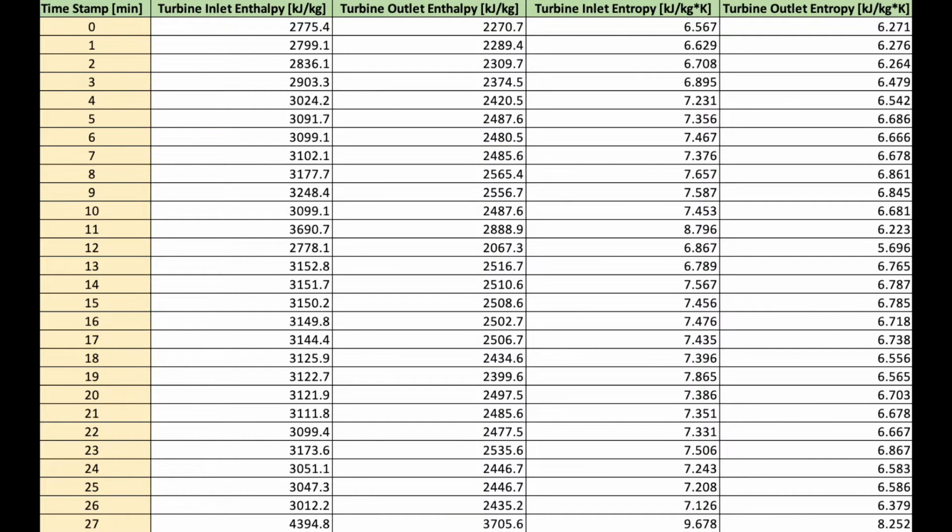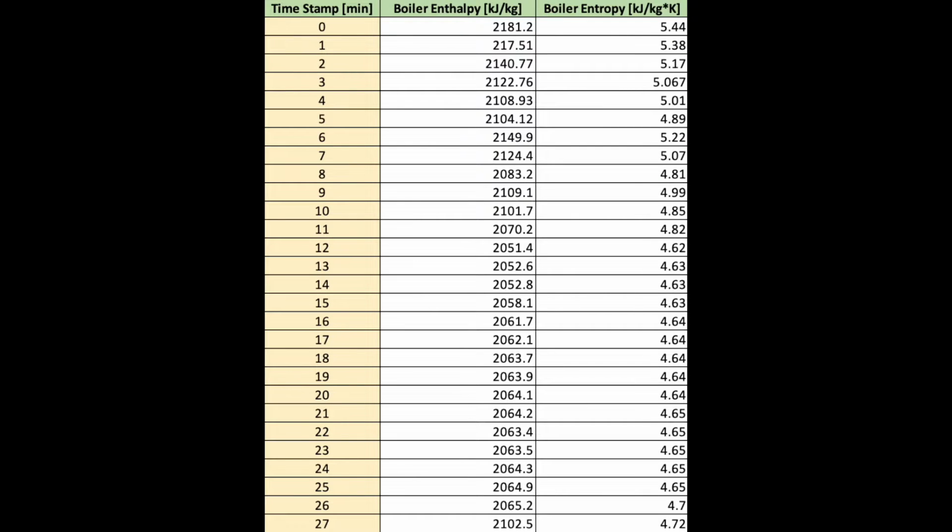Using both the pressure and temperatures that were recorded by the software, as well as the saturated water and superheated vapor tables, we were able to interpolate the enthalpy and entropy values for the turbine inlet and outlet. This process was again repeated to determine our boiler enthalpy and entropy values.